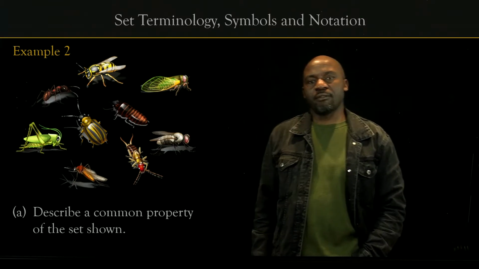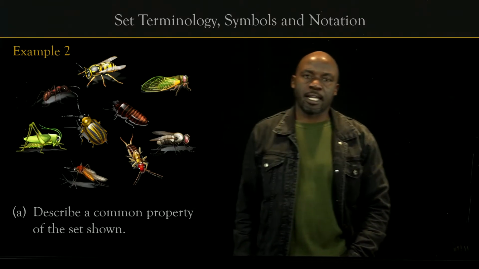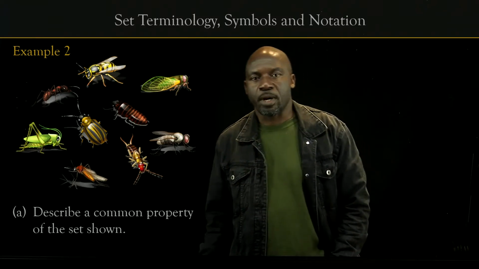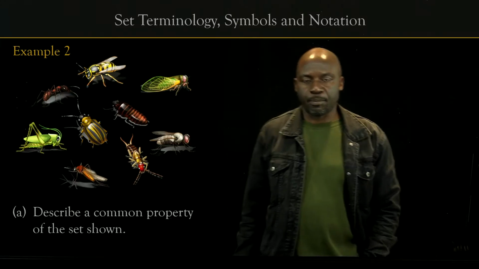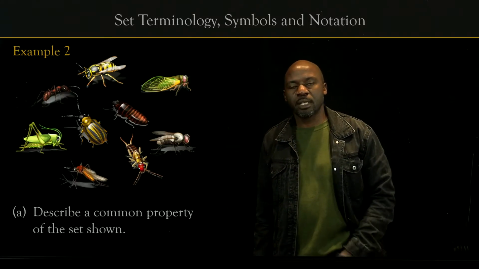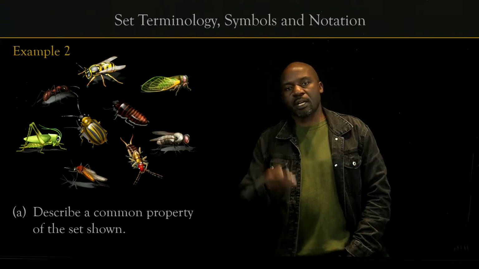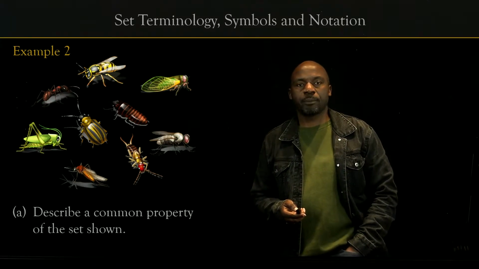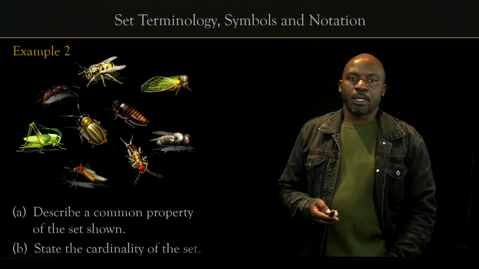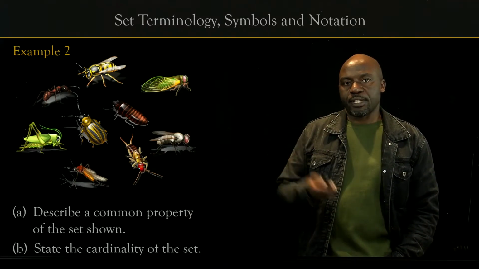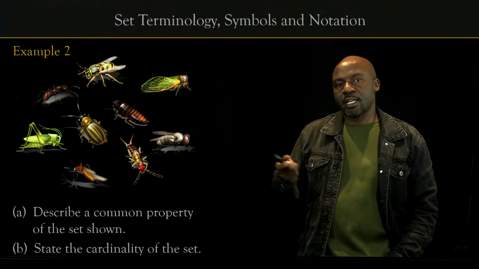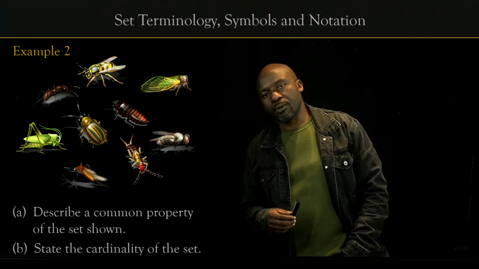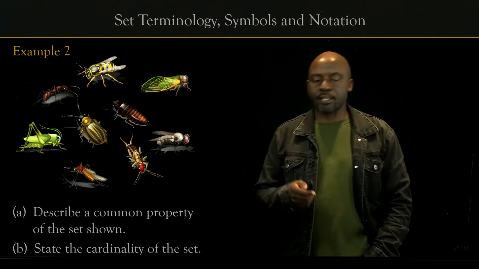Yeah, they have antennae. They have 6 legs. All right. Do they all fly? Well, ants can fly. It depends on which type of ant we are talking about. All right, and so think about all those, there are so many common properties. And then the question is, what is the cardinality of the set? So the cardinality is just the number of objects or the number of elements in the set. And if we look at this carefully, I think there are 9 of them.